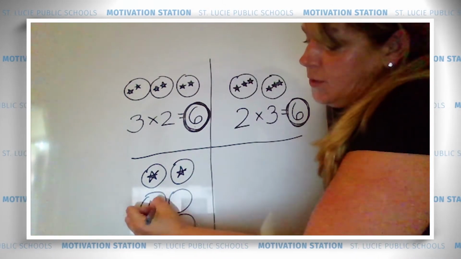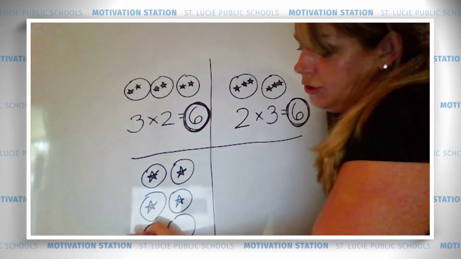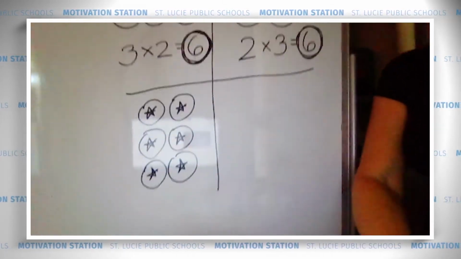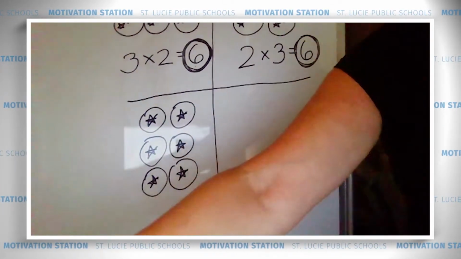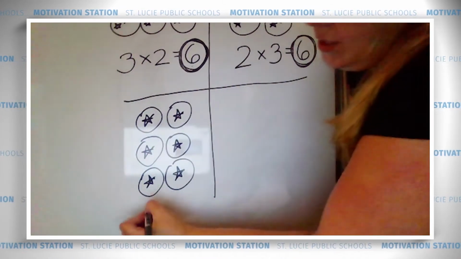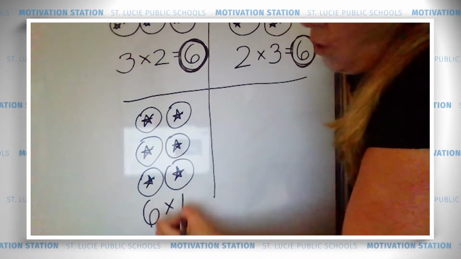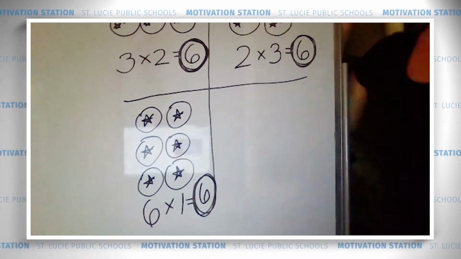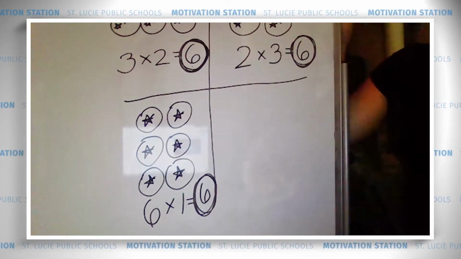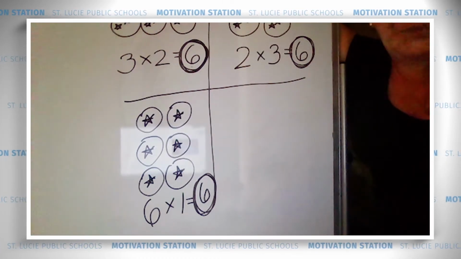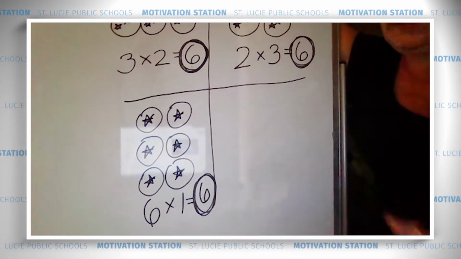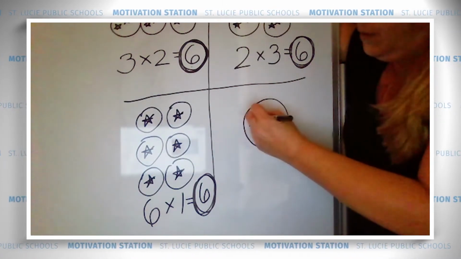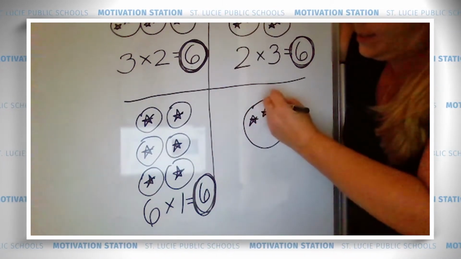All right, 6 groups with 1 star in each group. All right, what would that equation look like? So now I have 6 groups of 1 star, and I still get that same total of 6. Good. All right, can we think of one more way? Bryson? Yes. Okay, 1 group with all 6 stars in it.